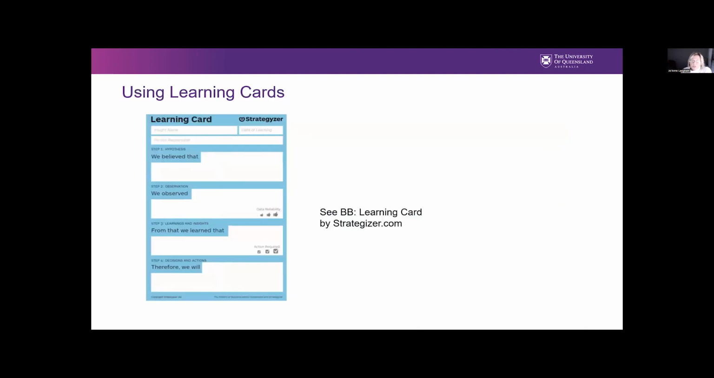Finally, you can use learning cards as part of this process as well. These are all really important tools for you in your assessment. If you manage to use these and include them in your assessment, I think you'll be streets ahead. So make sure you download some of these tools. This is on Blackboard as well, and document your learning as you progress through your activities.